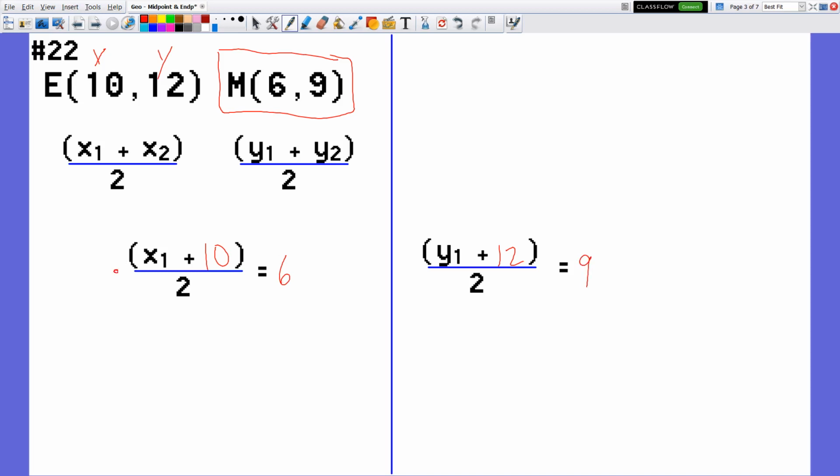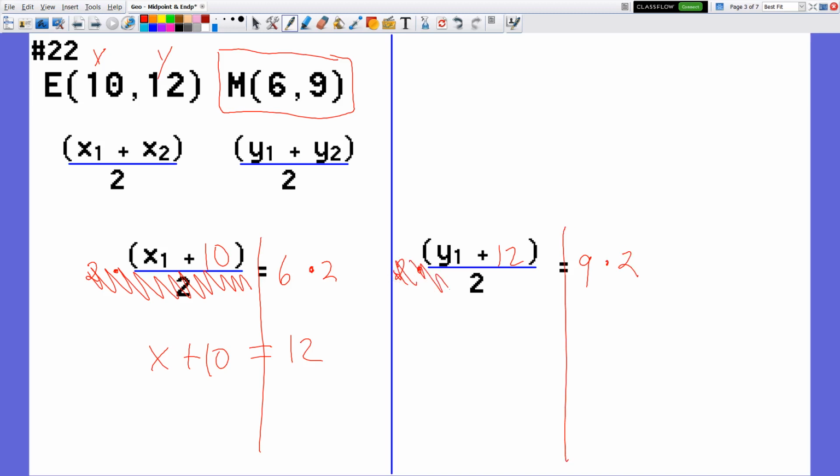So the same process again. Multiply both sides by 2. That makes this go away. Whenever you cut something in half and then add it back together, 2 of them, you get 1. So that's a one-step equation. X plus 10 equals 12. I'm going to go ahead and go over and repeat that process for the y values. Times 2, times 2. Whenever you cut something in half and then you multiply a half by 2, it becomes 1. Y plus 12 equals 18.